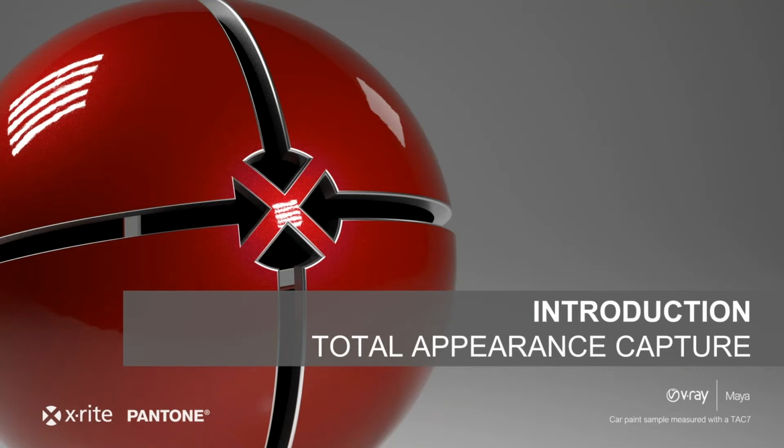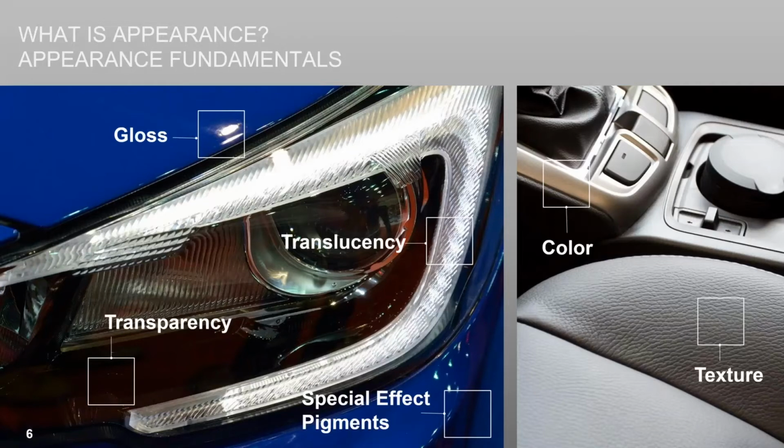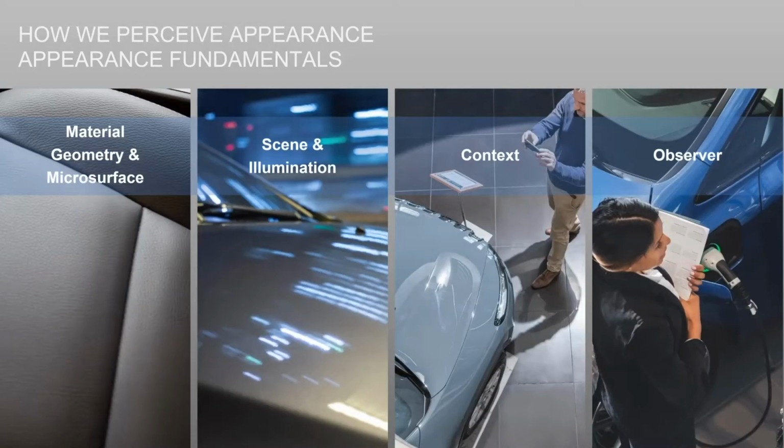So an introduction to our total appearance capture system. First of all, what is appearance? Appearance is more than just color, like I said before. It's things like texture, is there translucency, maybe transparency, gloss, and especially things in automotive paints like special effect pigments, so color flop or travel, as well as flake and special effect pigments like that.